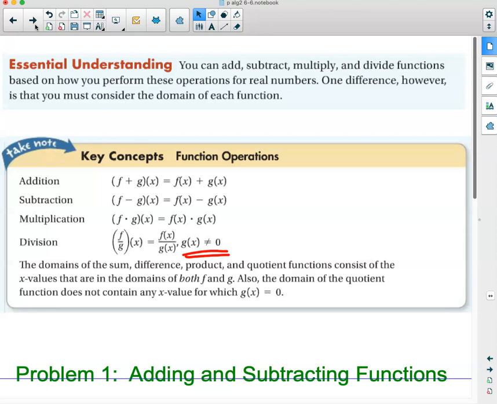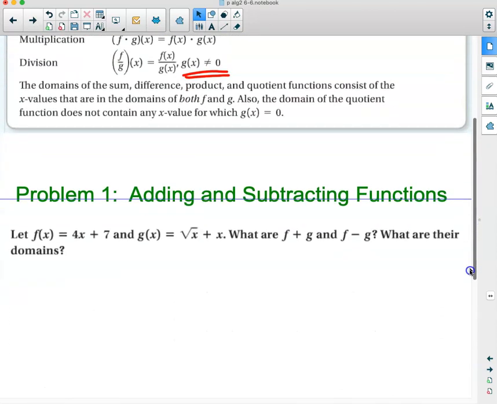Yeah, that's part of it. You can't divide by 0, and you can't take negative even roots. Doesn't work. Won't be in the real number system.